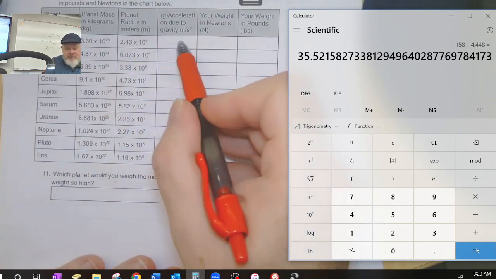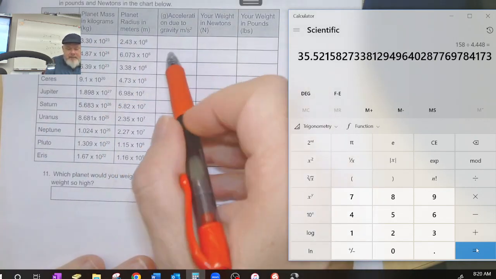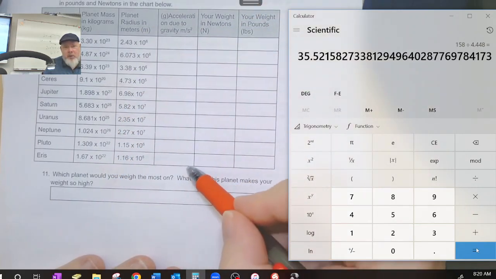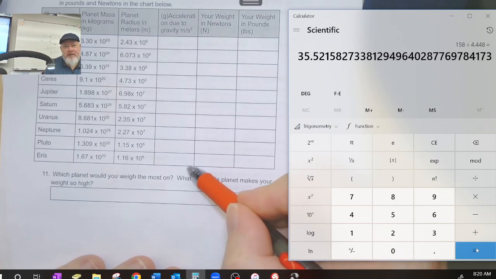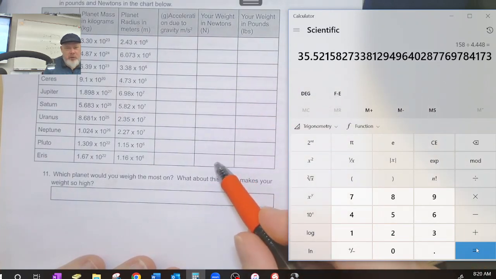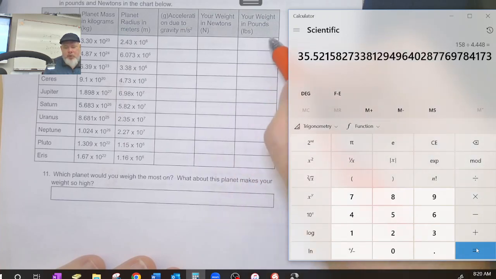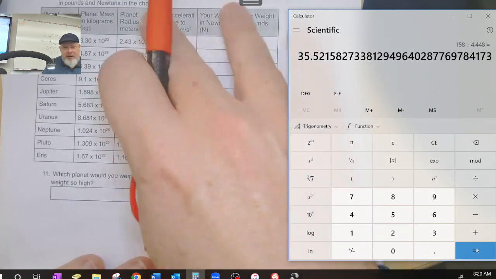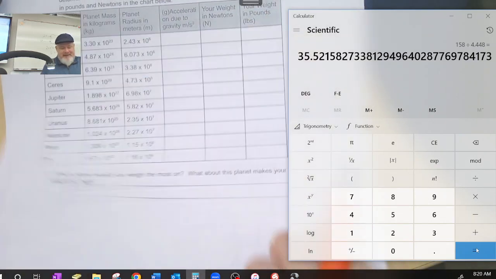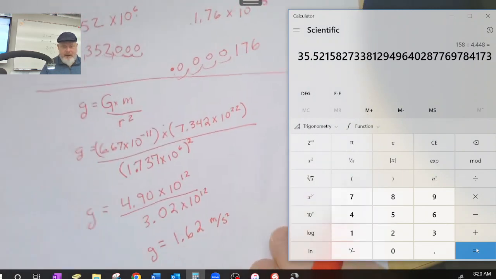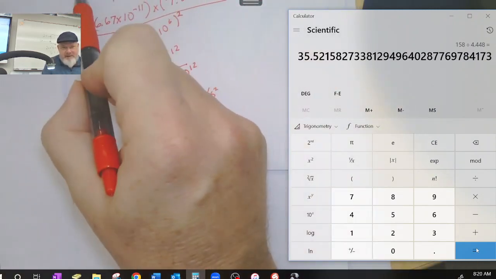There's your planet radius, and this is in meters. What you need to do is tell me what the acceleration due to gravity is, what your weight on that planet will be in Newton force, and what your weight in pound force is going to be. So really, this is the exact same thing that we did here. You're going to need to figure out the acceleration.